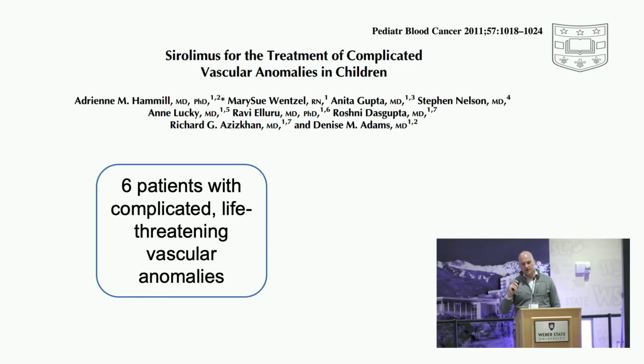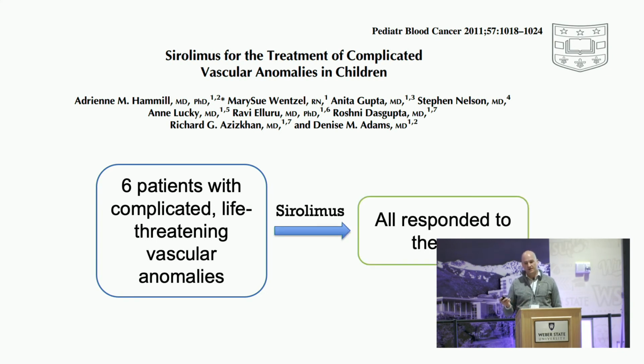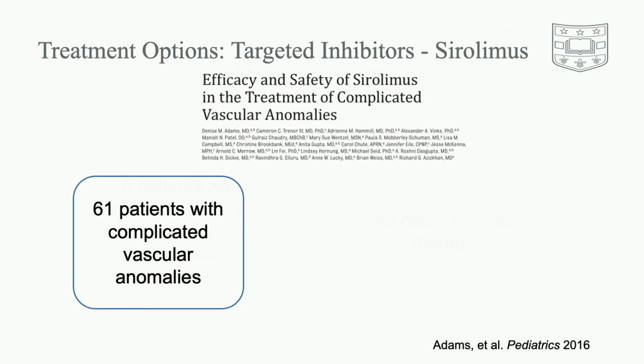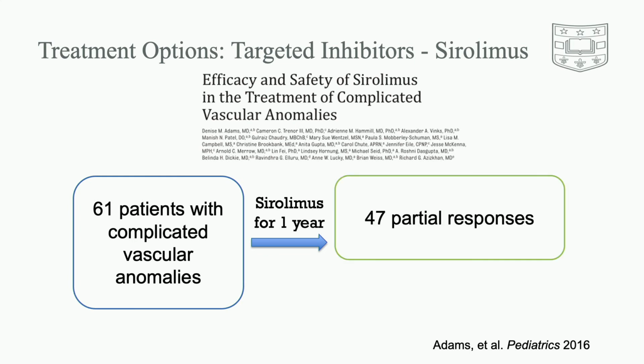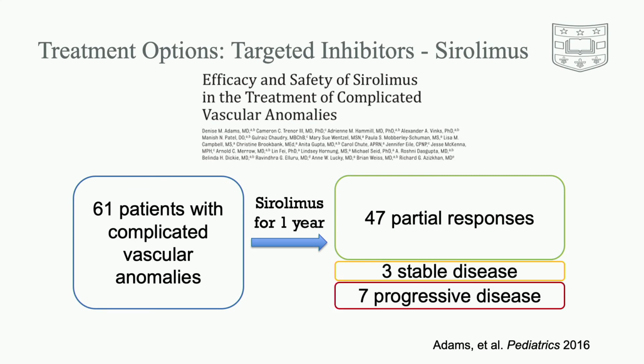This led them to treat 6 other patients and publish a case series, where they treated 6 patients with sirolimus after all their treatments failed. They all had a response to that therapy. This got the drug companies interested, and they said, maybe we will fund a trial. They did a trial of 61 patients with vascular anomalies, treated with sirolimus for a year. 47 had a partial response, and this was before we had genetic testing, so this was all comers. 3 had stable disease, and 7 had progressive disease. So patients who had failed literally every treatment option out there are having responses.